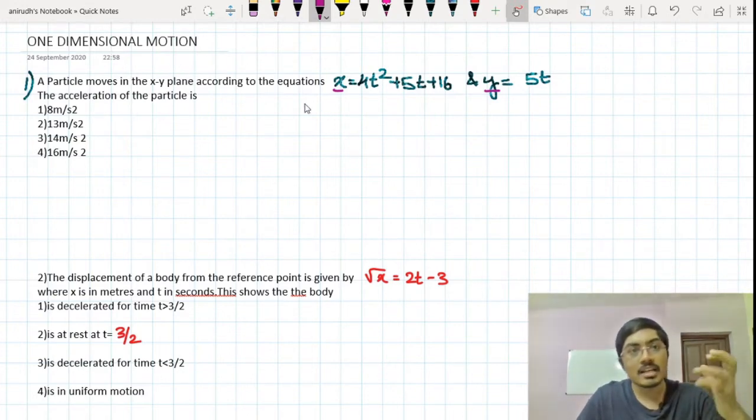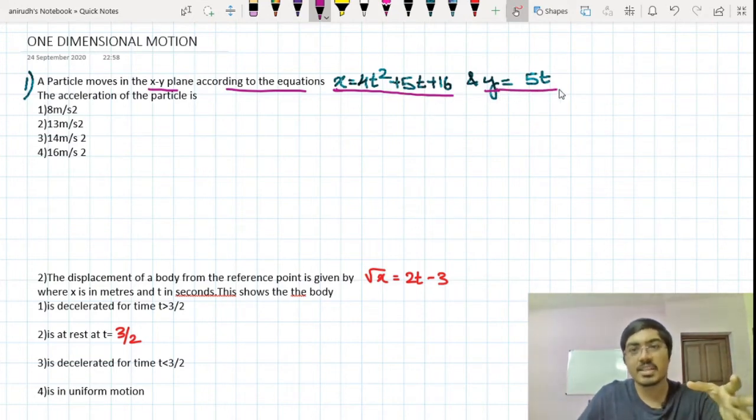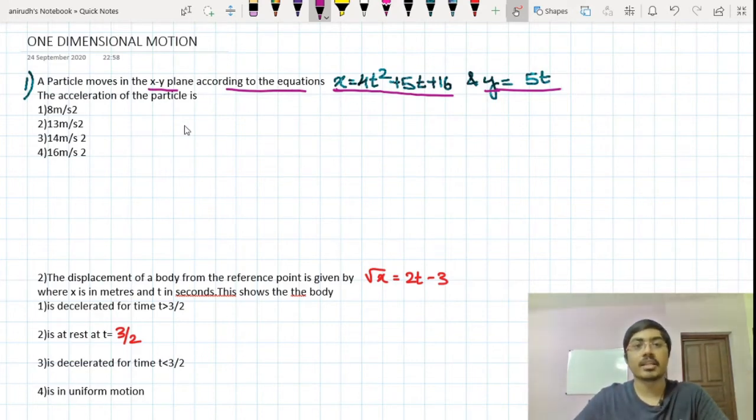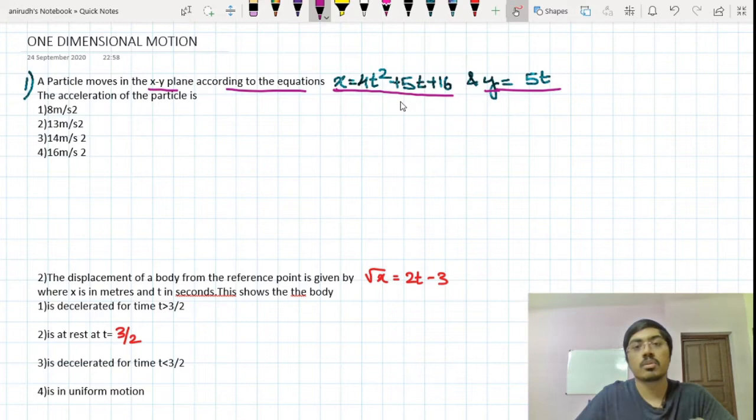They are saying that a particle moves in the xy plane according to the equation x is equal to this much and y is equal to this much. So you are actually representing the motion from two axes, right? They are asking you the acceleration of the particle. Don't get scared by seeing the x and y equations. Just try to differentiate this and find the velocity and acceleration on both axes. Then we will decide what to do after that.